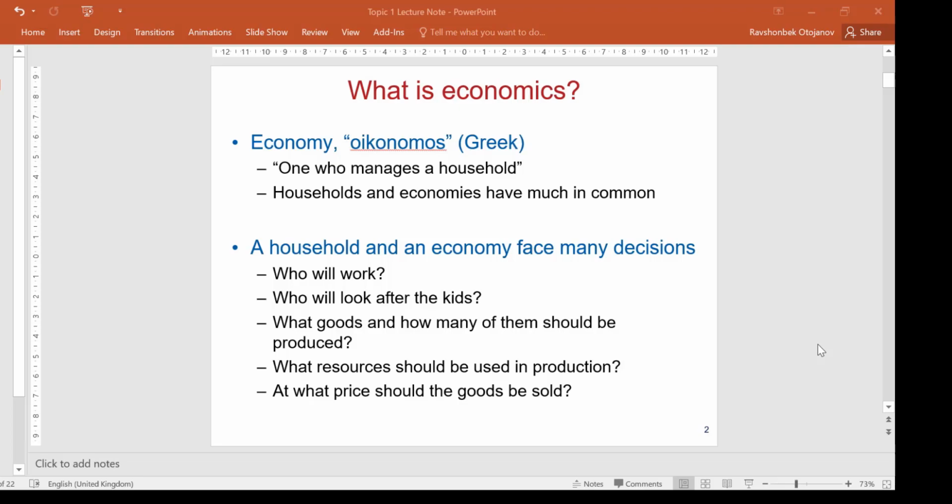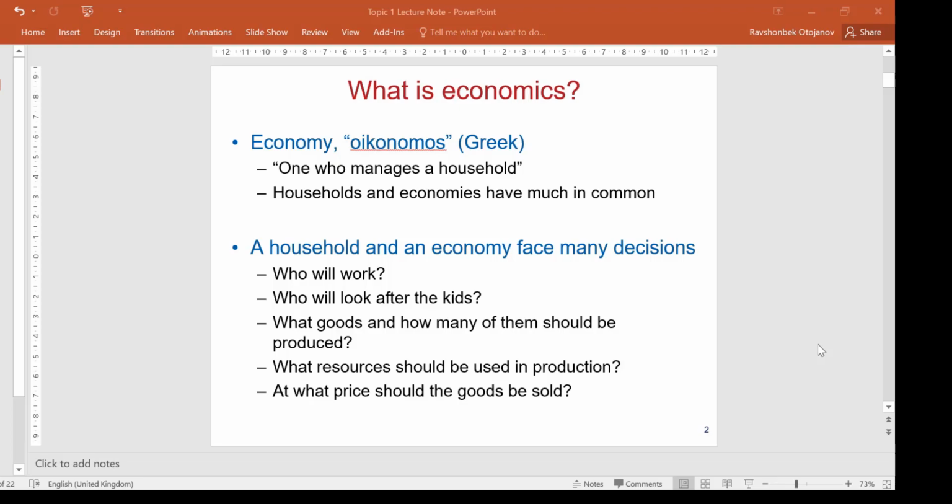The word economy originates from a Greek word, oikonomos. Oikonomos basically means a household manager. Back in the days, I think the Greek Orthodox Church had household managers. These were treasurers and finance managers. So today it's the equivalent of treasury and finance managers.